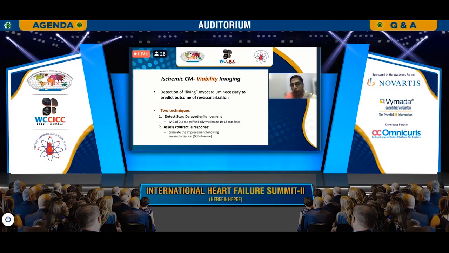As far as viability imaging is concerned, the aim is to detect the living myocardium, which will bounce back after you revascularize the relevant coronary artery. We do it in two ways. We give gadolinium contrast and evaluate the patient after 10 to 15 minutes. The other way, just like dobutamine echo, is to give dobutamine and assess the contractile response.